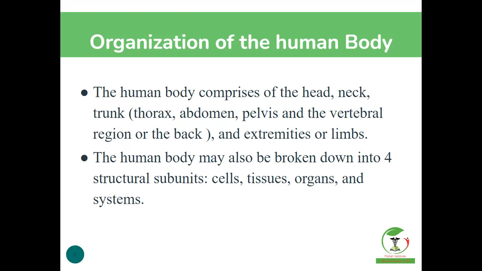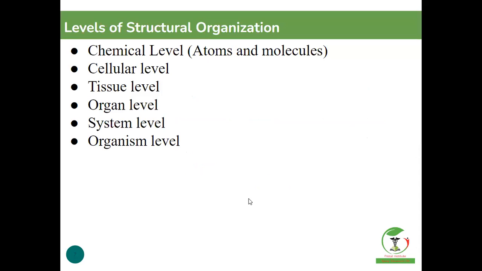for example, from the cells. When we have a group of cells performing a particular function, it becomes tissue, and then when you have a group of tissues performing a similar function, you have organs, and then the same thing happens when we have organs performing similar function, then we have the systems. So that is the basic organization of the human body.